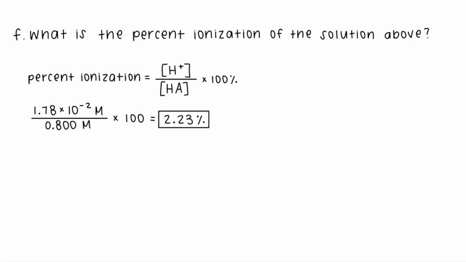To summarize, Part E asks to calculate the concentration of hydrogen ion and hydroxide as well as the pH of a 0.800 molar nitrous acid solution. We found the concentration of hydrogen ion by filling out a RICE table and using the X is small assumption to bypass the quadratic equation to solve for X, which equals a concentration of hydrogen ion. The concentration of hydrogen ion equals 1.78 times 10 to the negative 2 molar.